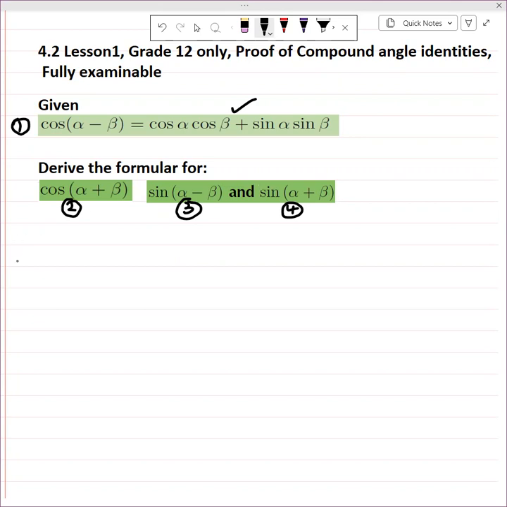We're going to start with 2. So for 2, let me write it: cos alpha plus beta. Ladies and gents, we're always going to use the first one as our reference proof. I see I have a cos, I have a cos. I have alpha, I have alpha. The only difference is that one has a minus and this one is a plus. Then there's a beta and a beta.